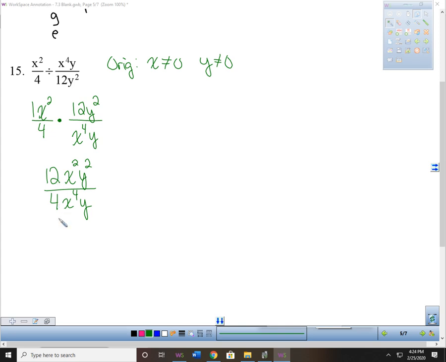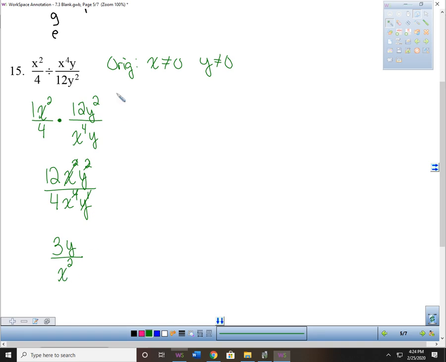All right, so I've got 12 over 4 is 3. I have 2 x's on top and 4 on bottom, so I can take 2 away from both. So that just leaves me with x squared on the bottom. And then I have 2 y's on top, 1 y on bottom, so I can take 1 from both, so I have a y on the top.